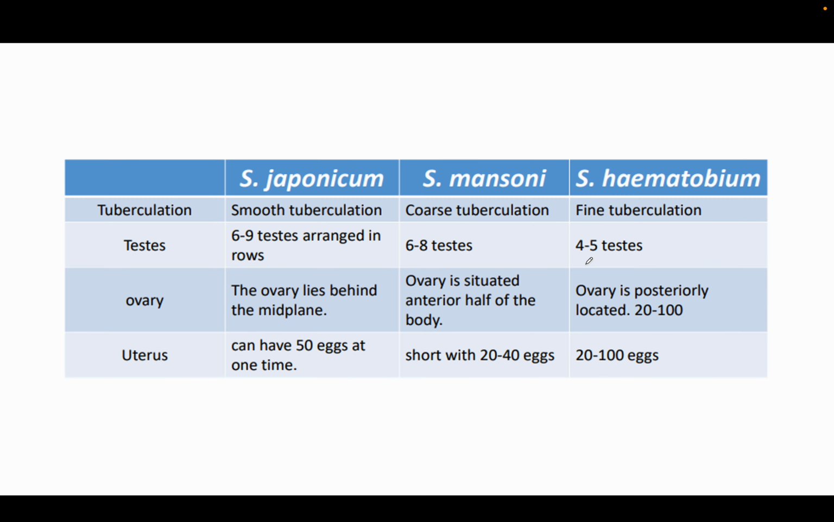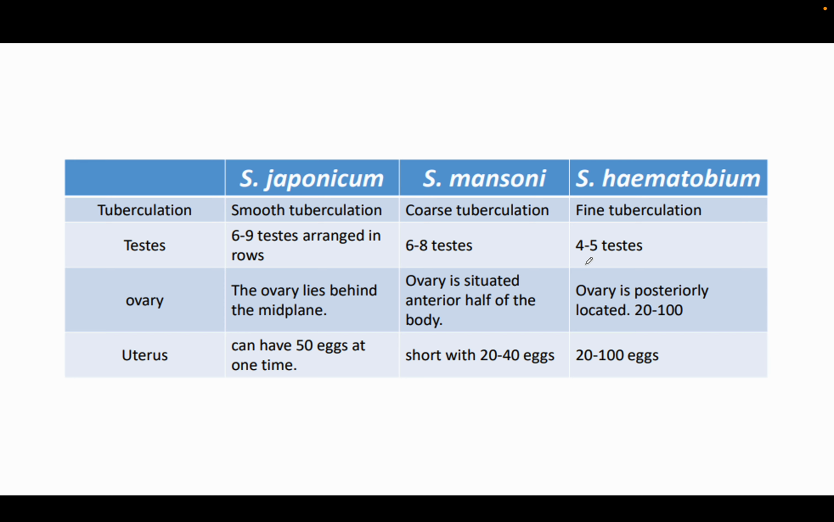Okay, so a few more comparisons between the three major species causing human schistosomiasis. In terms of tuberculation, the tegument of the worm has tubercles or protrusions, which could be smooth or not. For Japonicum, the tuberculation is said to be smooth. For Mansoni, the tuberculation is said to be coarse, and for Haematobium, it is more fine compared to Japonicum or Mansoni. So it has a tegument that is more smooth compared to the other two species.